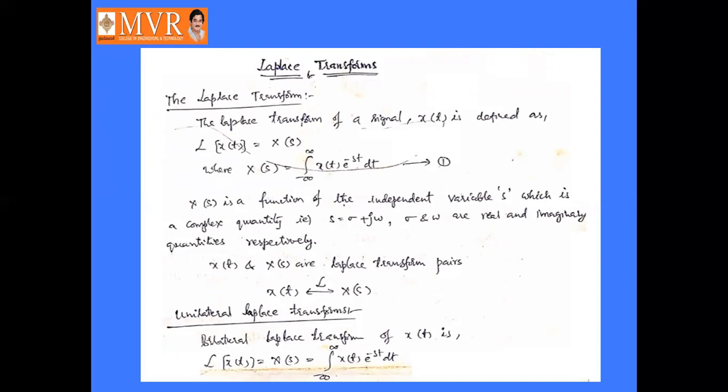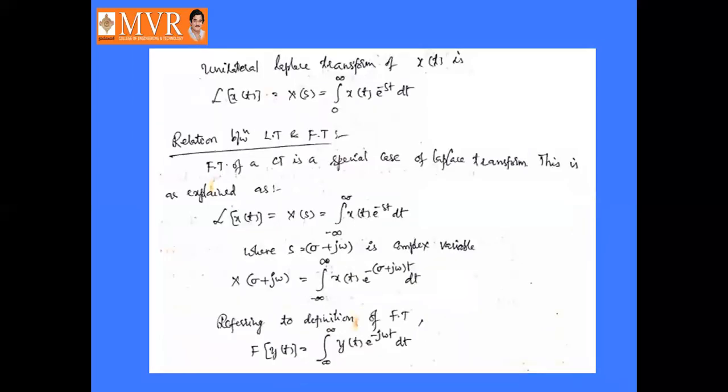Here we have two types of Laplace transforms: the unilateral Laplace transform and the bilateral Laplace transform, right? So what is the unilateral Laplace transform? The integral is either from minus infinity to 0 of x of t into e power minus st dt, or the integral from 0 to infinity of x of t into e power minus st dt. That is a unilateral Laplace transform. The bilateral Laplace transform varies from minus infinity to infinity, the integral from minus infinity to infinity of x of t into e power minus st dt, right? That is the difference between the unilateral and bilateral Laplace transforms.